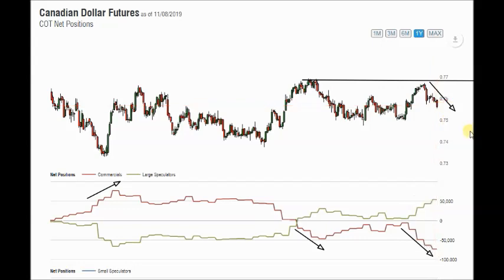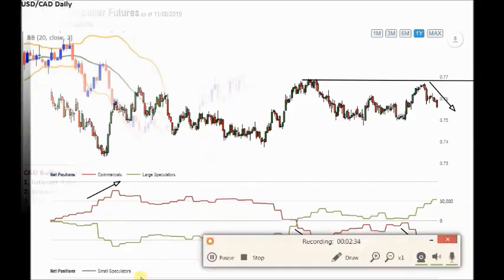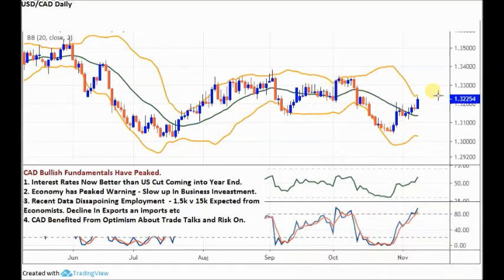Okay, right, now what we need to do is obviously put the chart the right way around and go and look at USD CAD. Right, USD CAD daily chart, do some technical levels in a moment. Now, in terms of commercials, they're selling the CAD against the USD and against all other majors. At the moment, the speculators are buying hard.